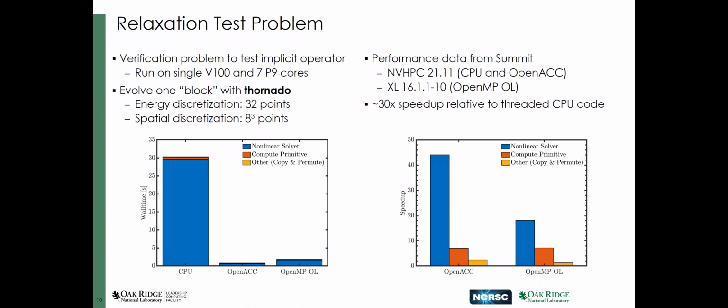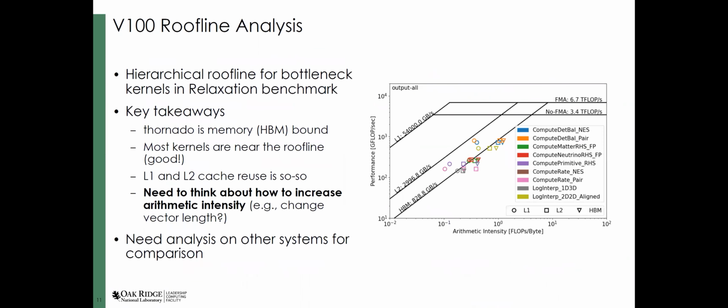And so lastly, we really wanted to understand why we were seeing the performance that we were, and the gold standard for how to understand this is to look at a roofline model. And so we took that relaxation problem that I just showed and constructed a hierarchical roofline model for some of the bottleneck kernels that are taking most of the computational time.